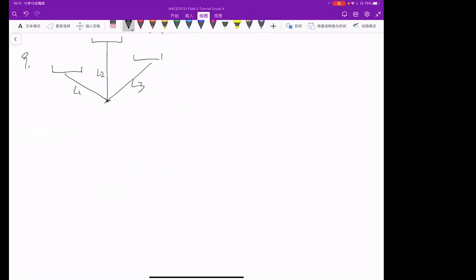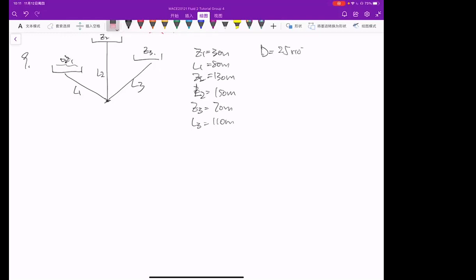L1, L2, L3, and Z1, Z2, Z3. So it gives the numbers: Z1 is 30 meters, L1 is 80 meters, Z2 is 130 meters, L2 is 150 meters, Z3 is 70 meters, L3 is 110 meters. So D is uniform, 25 centimeters. Roughness is uniform, 0.5 millimeters.